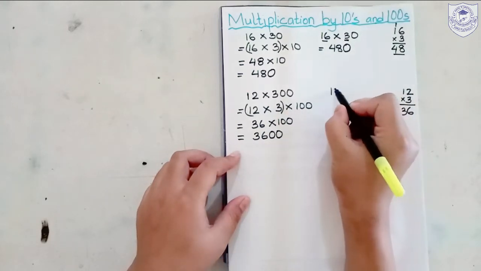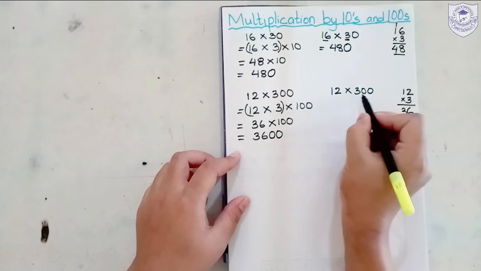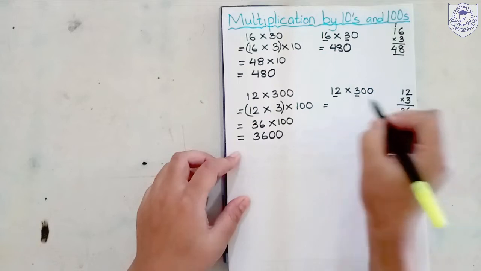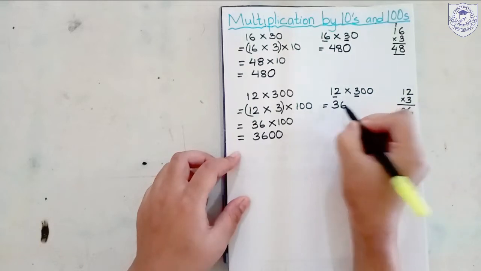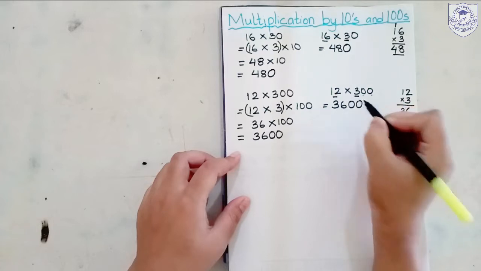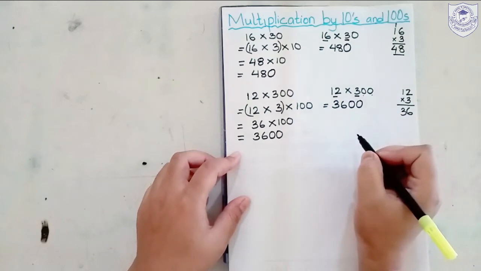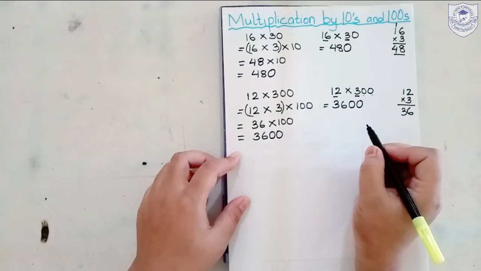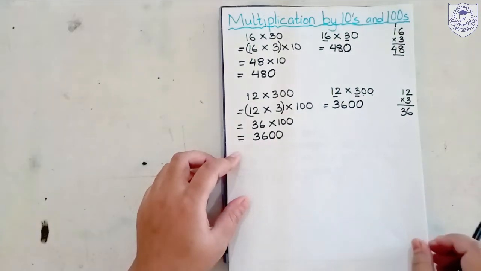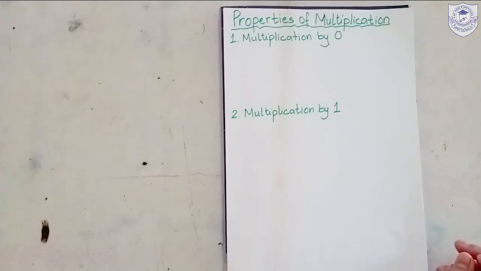The second method is like this. Here 12 and 3, you have to multiply first. We already multiplied here. The answer is 36, so write 36, and we have 2 zeros, so we are going to write 2 zeros to the right of the product we obtain. This is the second method, or the shorter method. This is how we are going to multiply a number with tens and hundreds. I hope you all understand. Now let's move on to the next, that is the properties of multiplication.